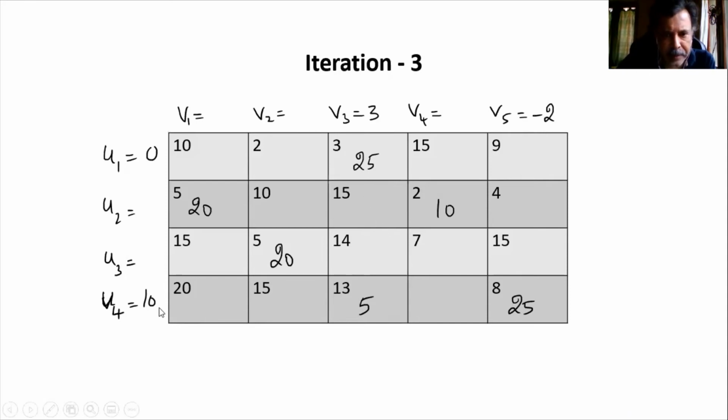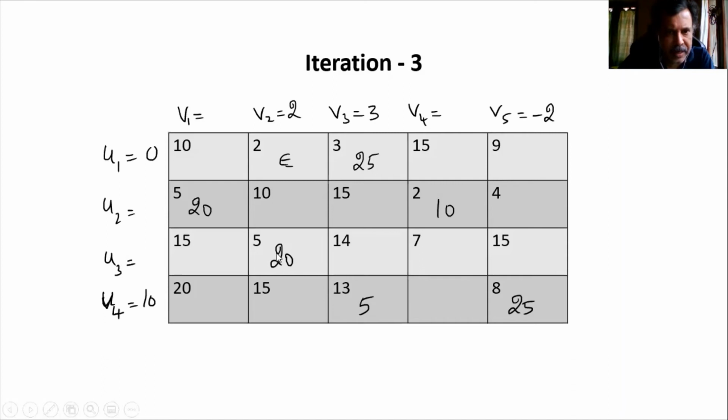Anything else we can find? We can't find this because we don't have the U2 value. We can't find this because we don't have the U2 value. We can't find this because we don't have the U3 value. Right? Now we have to definitely introduce epsilon. One epsilon we can introduce is in the least cost cell, which is of course 2. If you compare all the costs, 2 is the least cost in the unallocated cells. So first I will introduce an epsilon here. Since I introduce epsilon here, let me calculate this. 0 plus something, I should get 2. So that something should be 2 only.